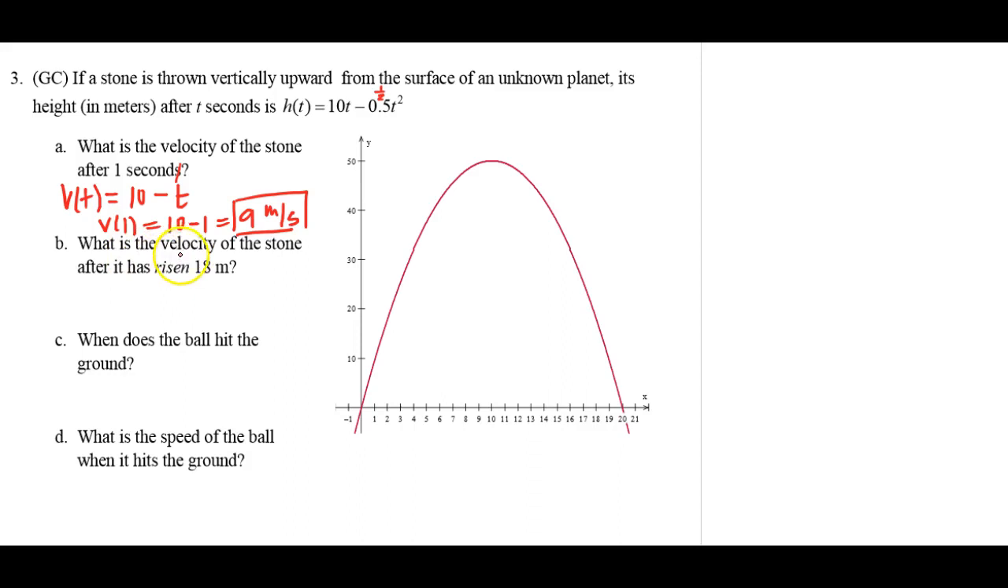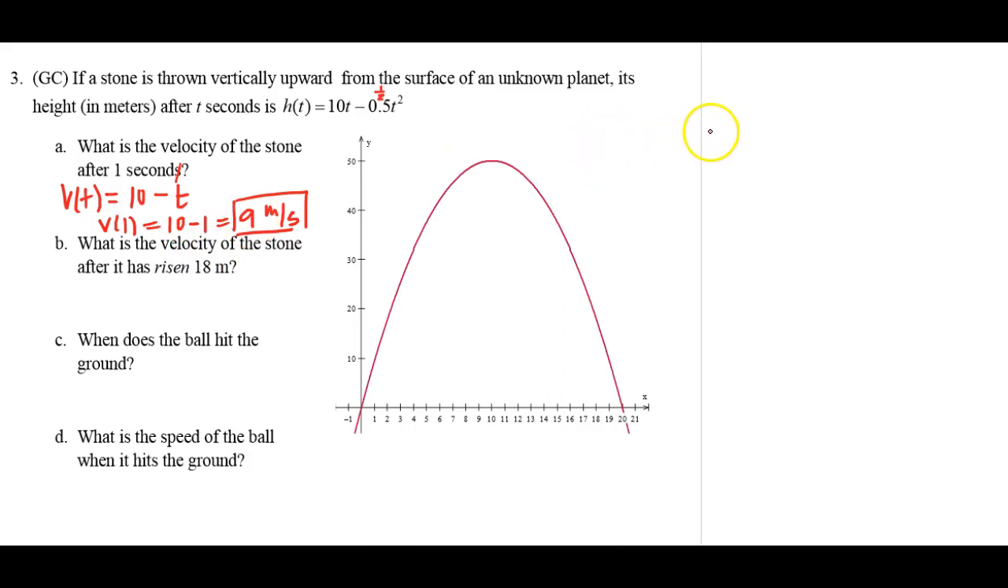Now in part B, what is the velocity of the stone after it has risen 18 meters? So this is kind of a tricky question. I want a velocity just like in part A, but after it has risen 18 meters. In the previous one, I wanted the velocity at 1 second, and I could substitute that time of 1 second into the t of my velocity function. But here I can't take 18 meters and substitute it into my time. So what I have to do is find the time when the stone is 18 meters high.